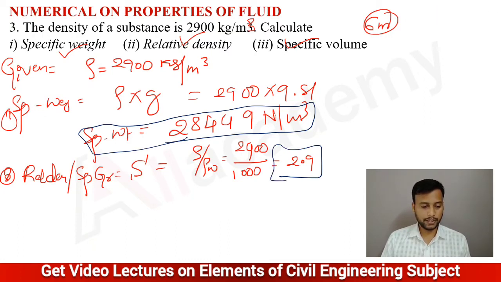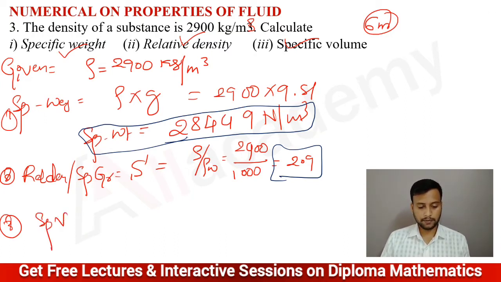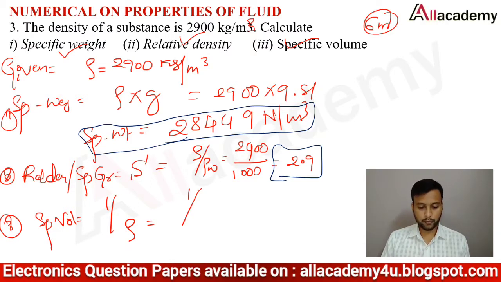And the third one we need to identify is the specific volume. How to identify it? Specific volume is nothing but 1 by density, so it is 1 by rho. The density is already given, that is 2900.